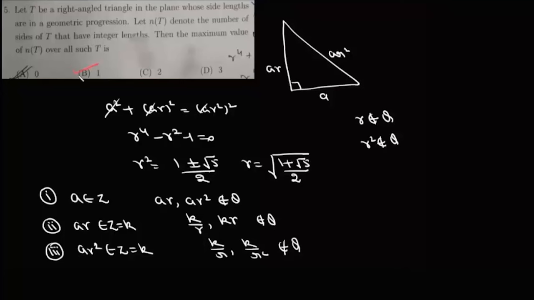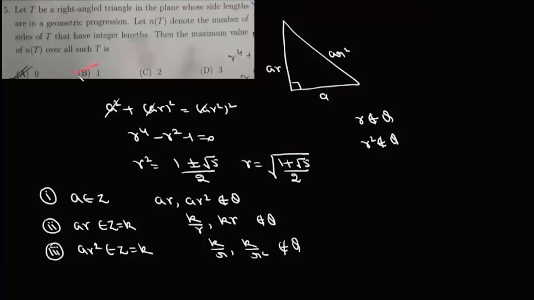Now we'll take the first case, when a is an integer. If a is an integer and we multiply an integer with r and r square, both ar and ar square will be irrational. So there'll be only one integer side in this case. Now the second case: suppose ar is an integer, say k. Then a is k by r and ar square is k into r. Now k is an integer, so k upon r and k into r both will be irrational. So here also we can have only one integral side.